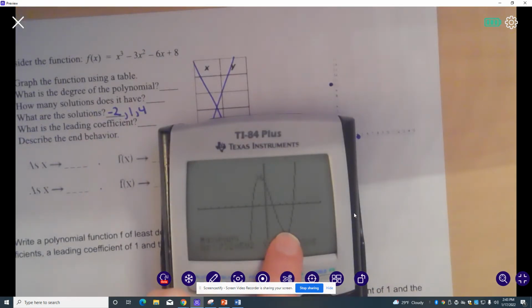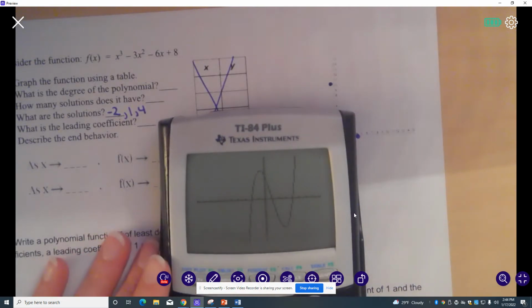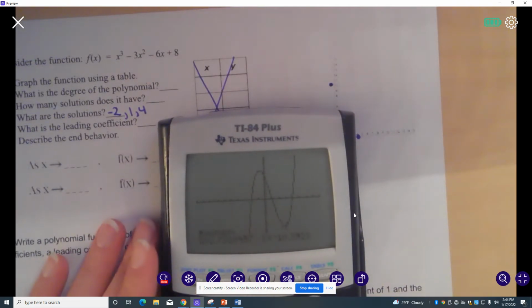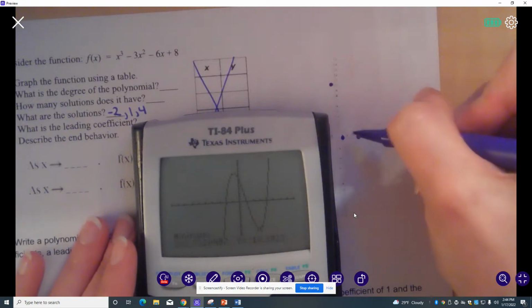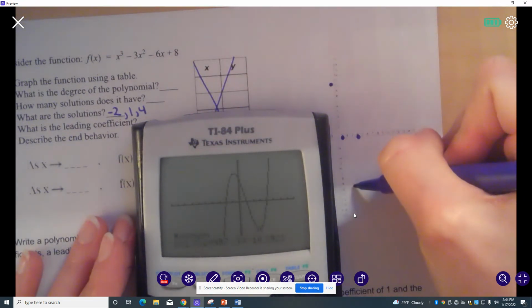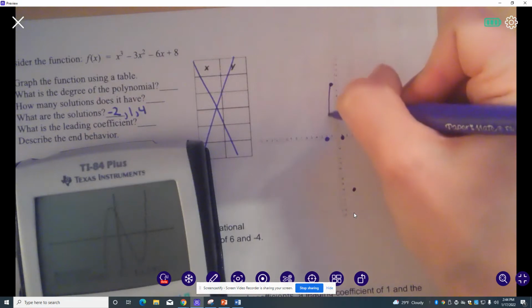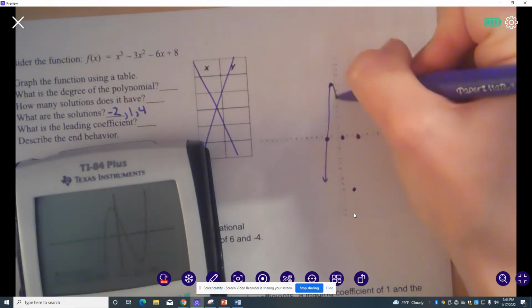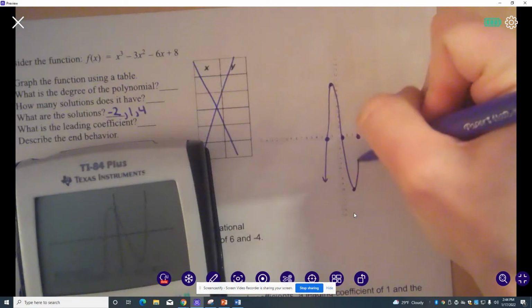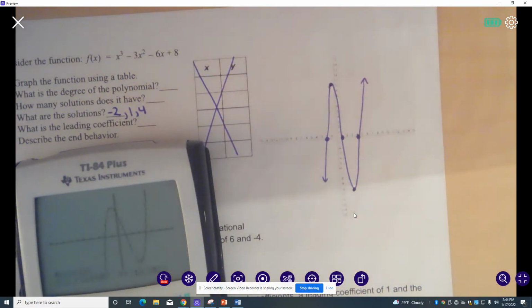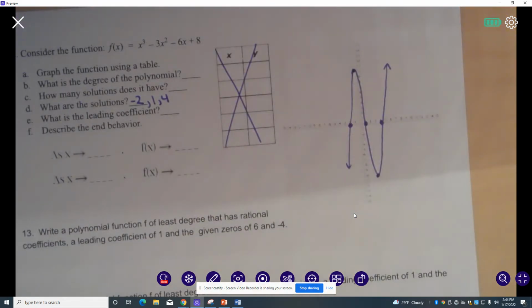I'm going to get this one as well. But I have to go to minimum this time because that's a local minimum. And I get 2.73, -10.39. Okay. And then, once I have these, I'm going to go ahead and make my curve. Okay. All right, I just need to go back and answer these questions.